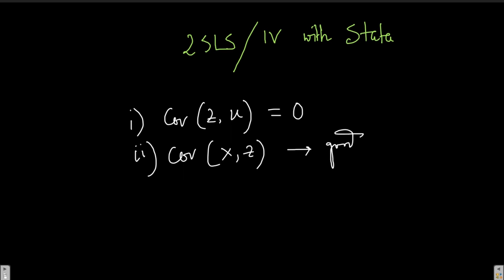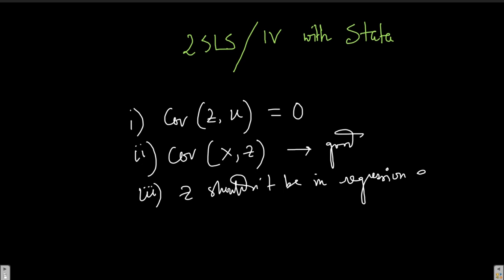And the third is that Z shouldn't be in the regression equation on its own right. These three conditions we already know, but we are just going to actually check these three conditions when we implement the code. Okay, let's just do that.